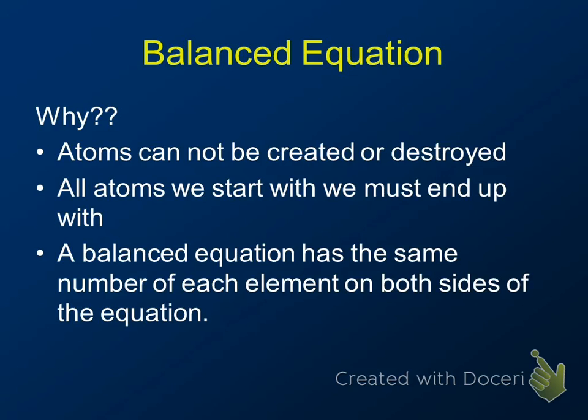So you should be writing this down on the outline of your notes. That atoms cannot be created or destroyed. That all the atoms we start with, we're going to end up with in a chemical reaction. That matter is not going to disappear. And a balanced equation has the same number of elements on both sides of the equation. That's the actual showing or the representation that you have the same matter on both sides of your equation.